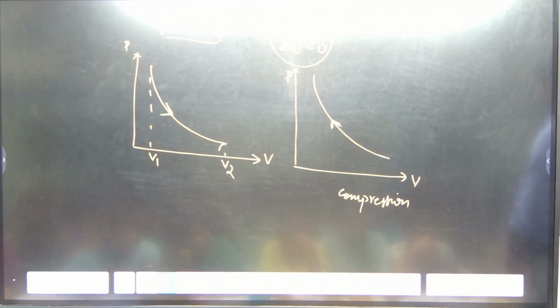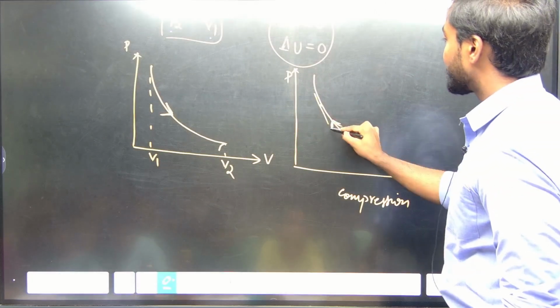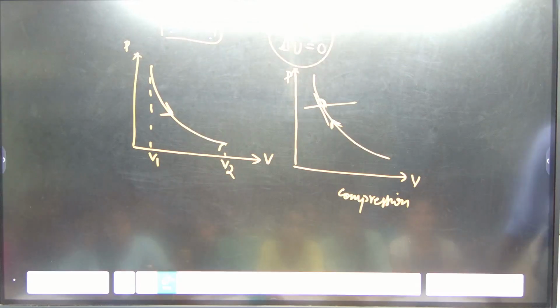Right? Obtuse, no? So if I take a point here, if I draw a tangent, if I take the angle, it is obtuse. So I will get a negative slope. So slope is negative.